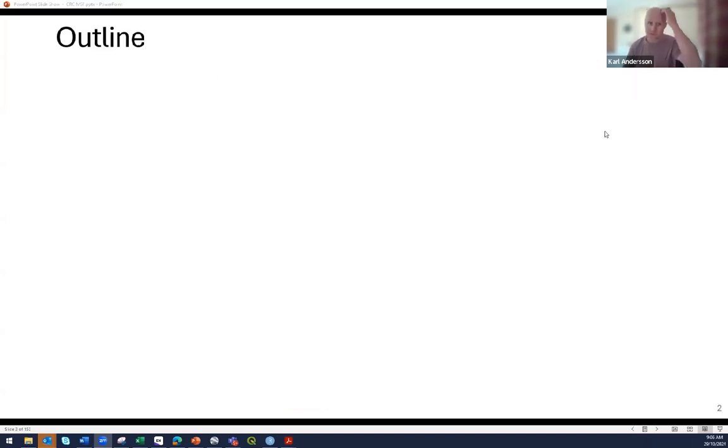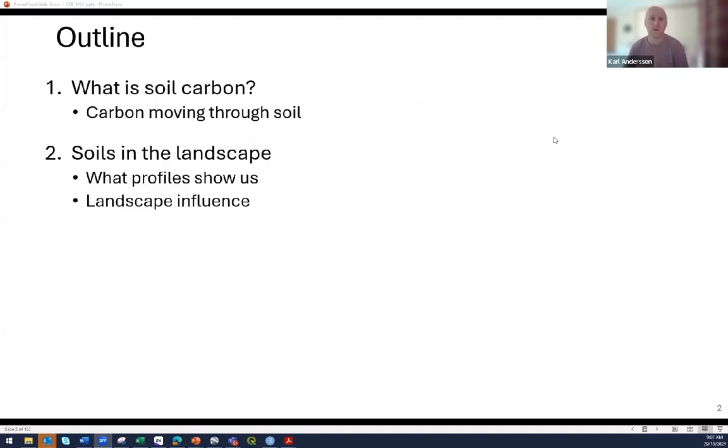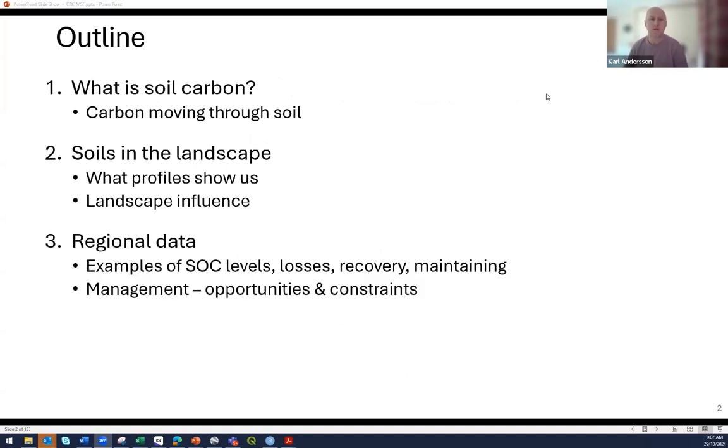So as Nick said, I'll start off looking in a general sense about what soil carbon actually is and think of it moving through the soil. Have a look at soil in the landscape and what that can show us. Have some examples of regional data and look at the ideas of cycling and where there's been depletion and the ideas of getting carbon back into the system.